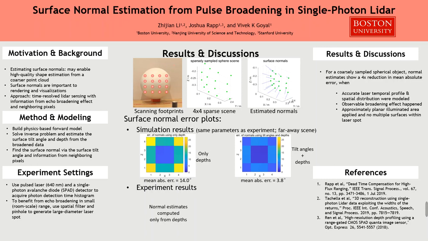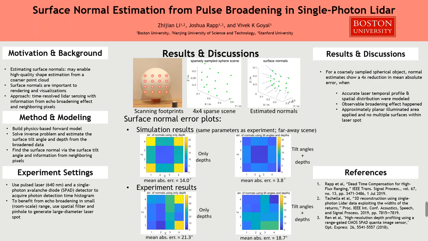The error reduction also happens for the experimental results. We see a reduction here by using tilt angles and depths together. The reduction is modest, and unfortunately, we were only able to collect one dataset before experimental work was shut down. When lab work continues, we will attempt to find the model mismatches that limit our improvement.